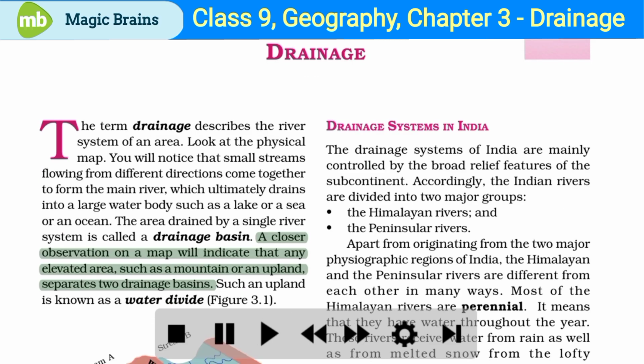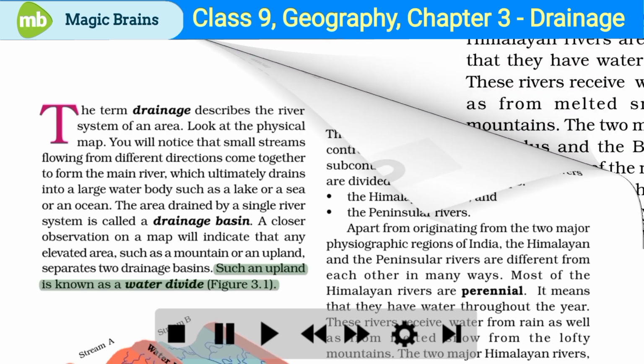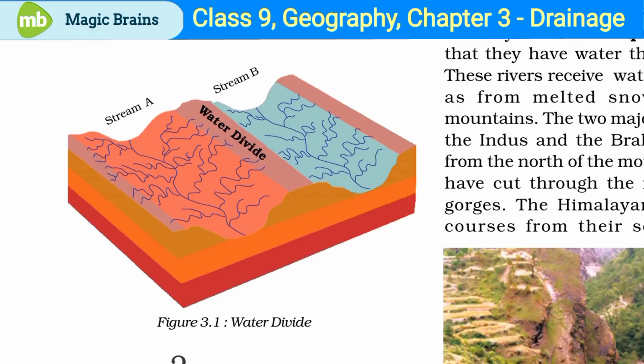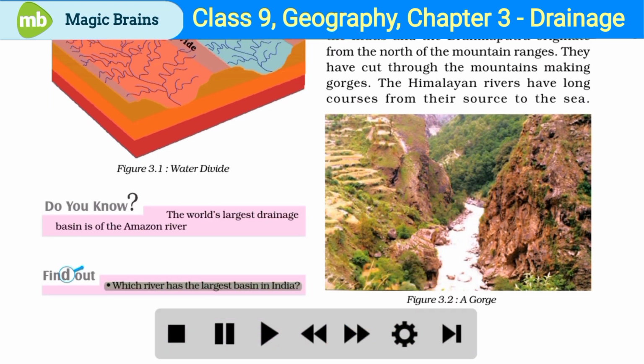A closer observation on a map will indicate that any elevated area, such as a mountain or an upland, separates two drainage basins. Such an upland is known as a water divide. Figure 3.1 shows the figure of a water divide. An upland which is separating stream A from the stream B. Friends, do you know the world's largest drainage basin is of the Amazon River? Find out which river has the largest basin in India.